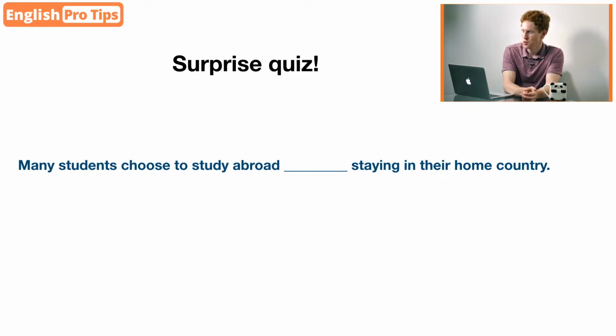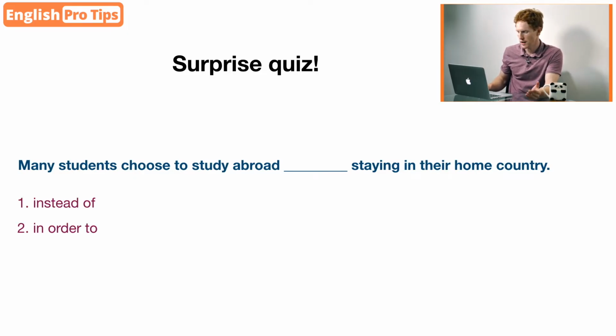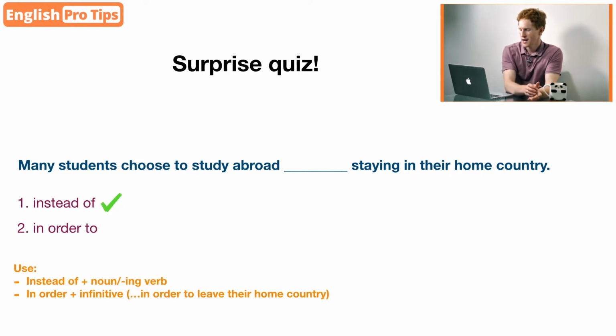Many students choose to study abroad, something staying in their home country. Is it instead of or in order to? Which one makes more sense? I feel like you've got an easy last question. The answer is instead of. Okay, instead of plus a noun or an ing verb, and in order to plus an infinitive. So we could say in order to leave their home country instead of staying in their home country.